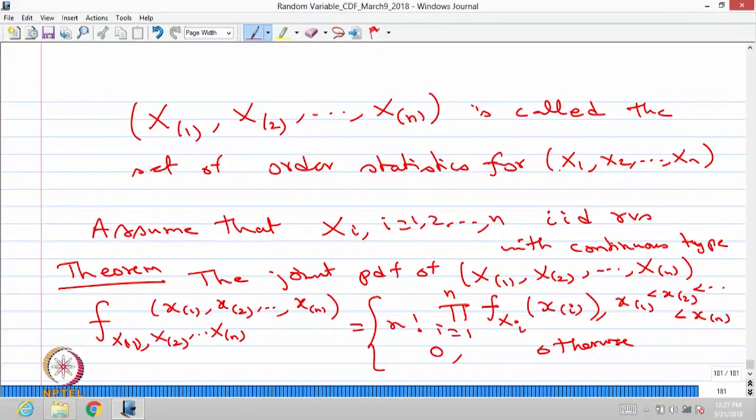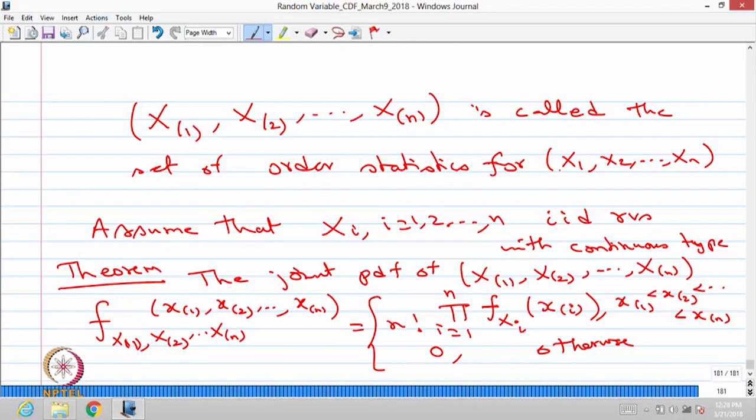One can find the joint probability density function of order statistics in terms of the joint probability density function of x1, x2, ..., xn. But since these random variables are IID, on the right hand side, instead of the joint probability density function of the xi, we have n factorial times the product of i equal to 1 to n of the probability density function of xi, substituting the values xi by x bracket i, in the region x(1) less than x(2) and so on till less than x(n). It is a non-zero joint probability density function there, otherwise it is 0.